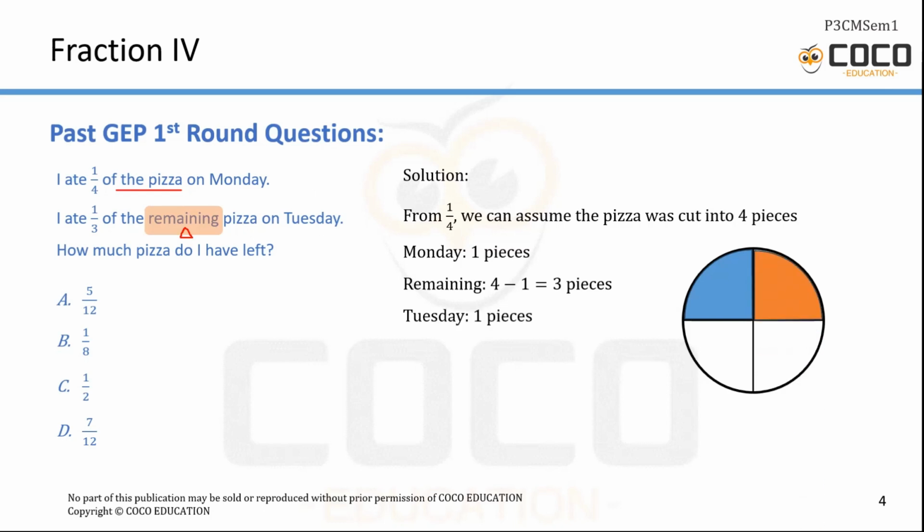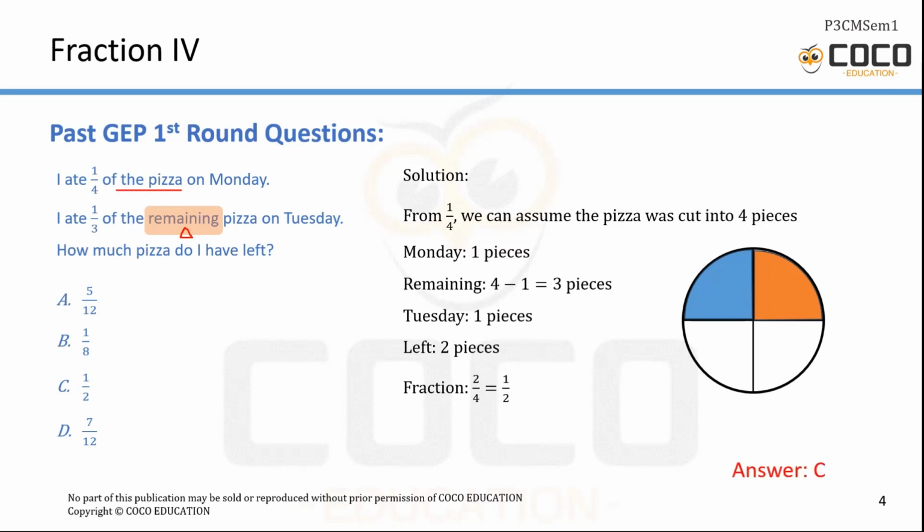Okay, so in the end, very easily we can find this is 4 minus 1 minus 1. We are left with 2 pieces. Okay, so now we need to find the fraction of the pizza that I have left. So this is of the whole pizza, right? So the 2 pieces, out of the 4 total, give the answer. So it's 2 over 4, which we can simplify to a half, 1 over 2. So the correct answer is C for this question.